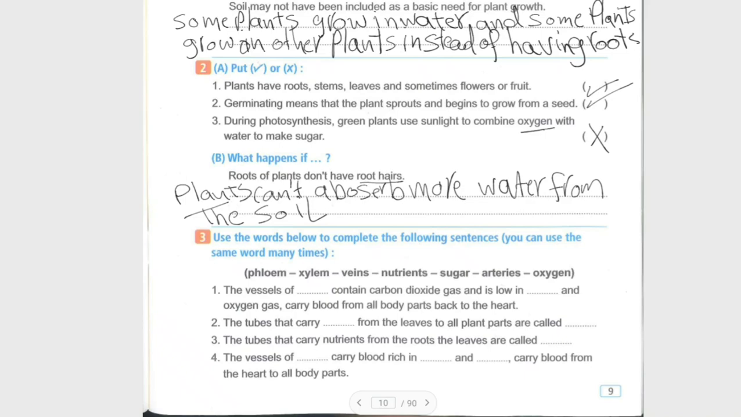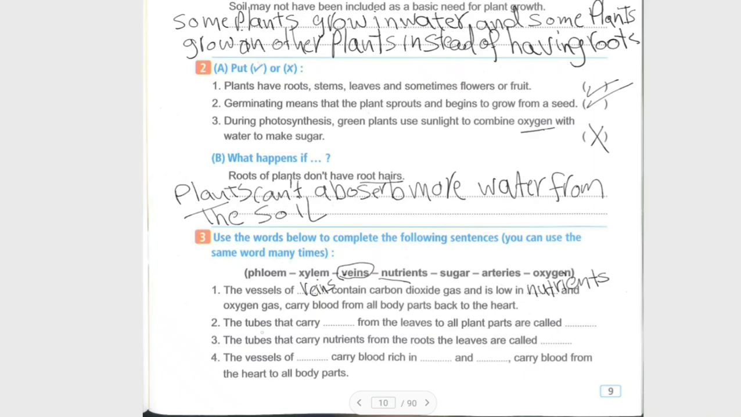Number 1, the vessels of space contain carbon dioxide gas and it's low in nutrients and oxygen gas. My answer here will be the veins. Veins carry blood from all body parts back to the heart.